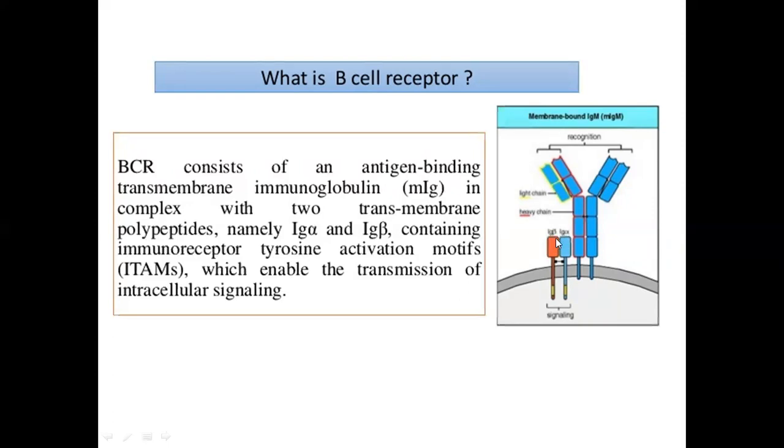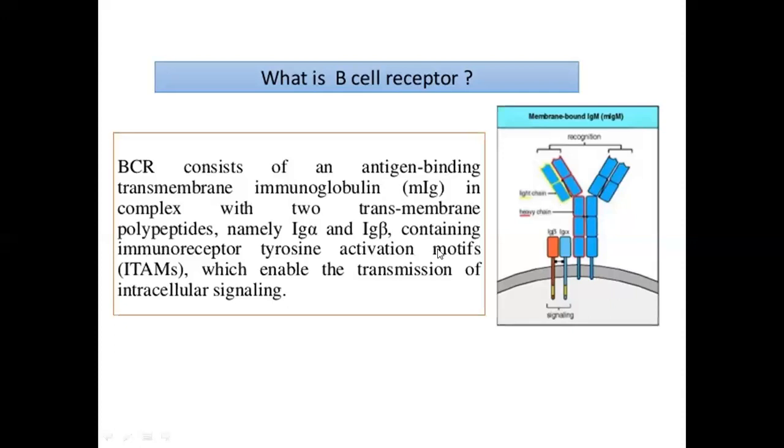These two contain immunoreceptor tyrosine activation motifs, known as ITAMs, which enable the transmission of intracellular signaling once the antigen binds to the receptor. So this is the structure of the B cell receptor.